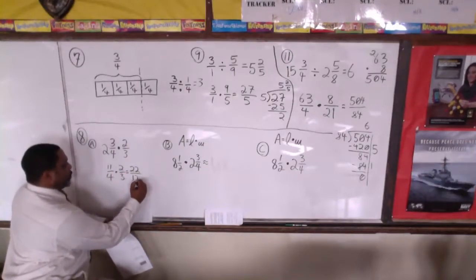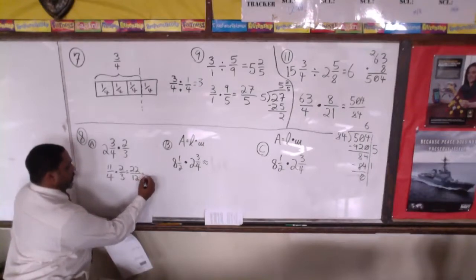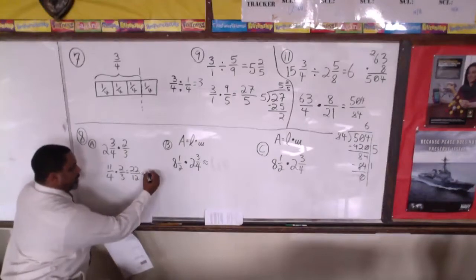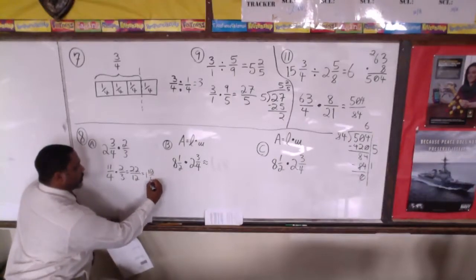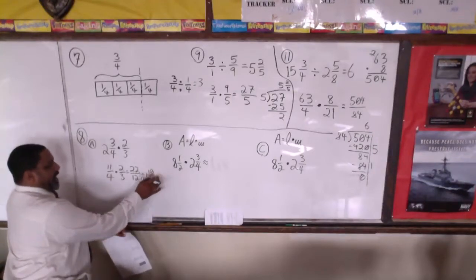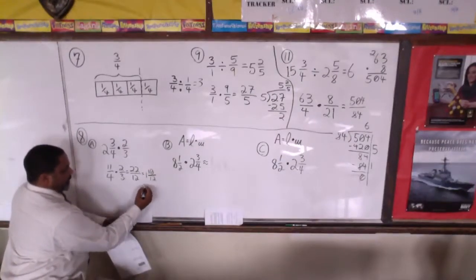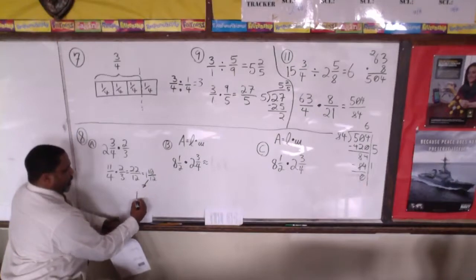divided by 12. And that is going to give us 1 and 10/12. We can divide both of these numbers, the numerator and denominator, by 2. And our 1 and 10/12 converts to 1 and 5/6 feet.